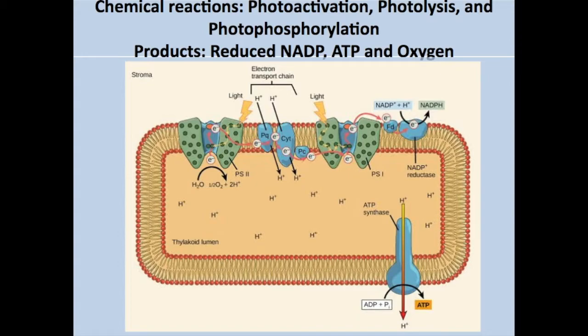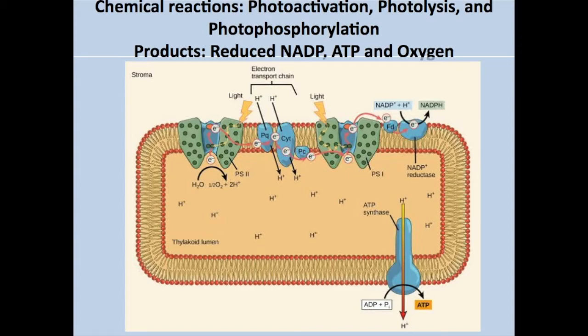Again, light strikes photosystem 2. Chlorophyll pigments lose their electron. It's passed on to plastoquinone. Then eventually it goes to photosystem 1. What's so special about that? What's so special if they lose their electrons?